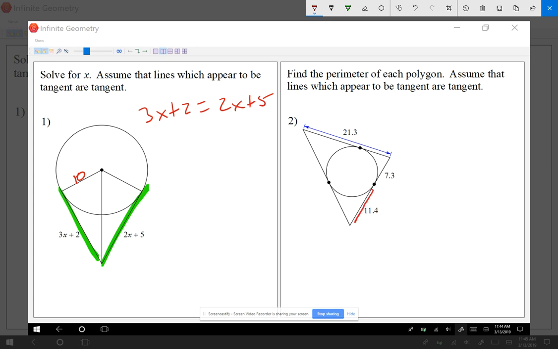I see 11.4 is a tangent. It's a little tangent. So this other one out here is also going to be 11.4. They're equal. I see that 7.3 is a tangent, so the other tangent there is 7.3. Right where the 7.3 is, I see the whole thing is 21.3. Part of it is 7.3. Subtract them. I want to get the other side is 14, and so is this one.